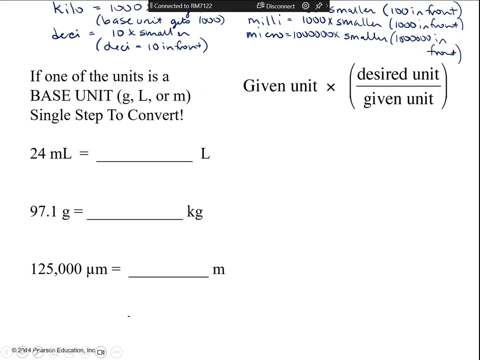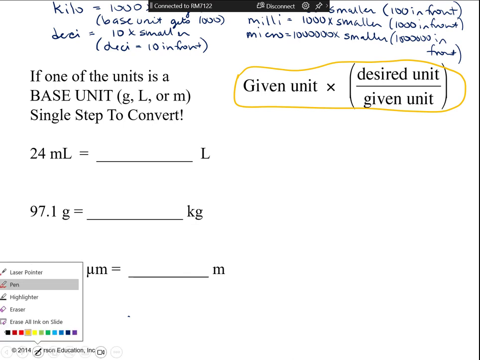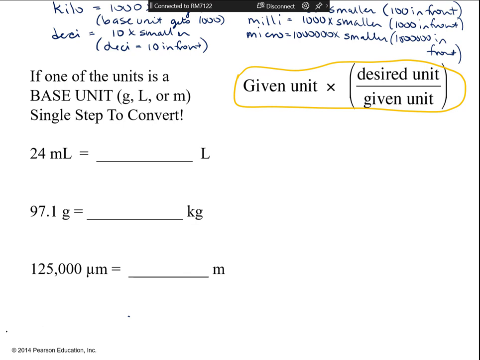So here's this one. What if I have 24 milliliters and I want to know how many liters this is? So 24 ml is equal to how many liters? Because I have liters in this one, I can do this in what I call just a single step. So what's the unit that I'm given? What do I know? 24 milliliters. What you're given, what you know, goes down first, times, and a line.